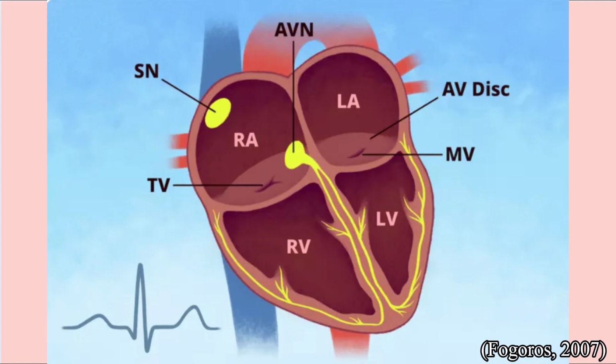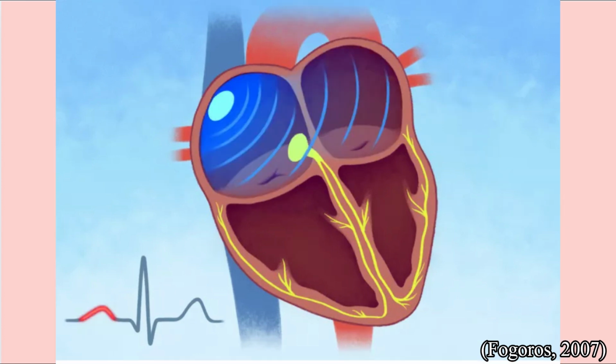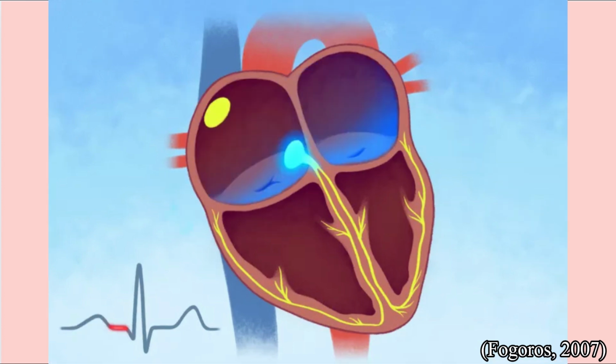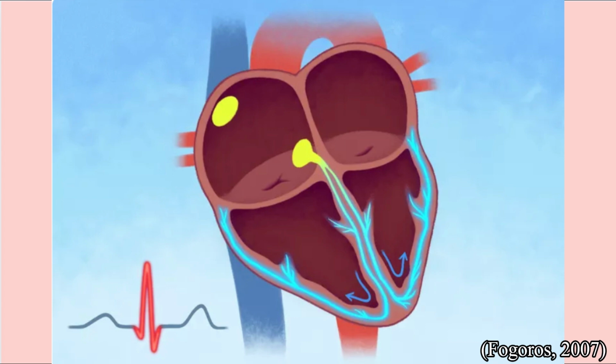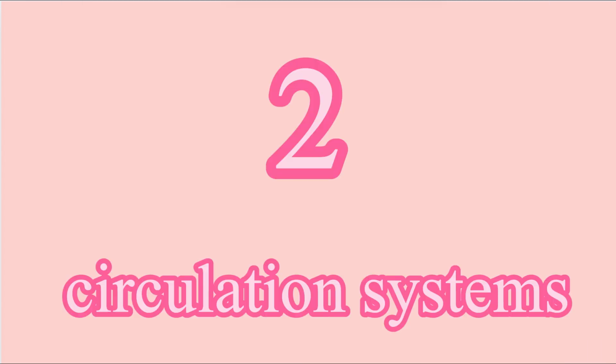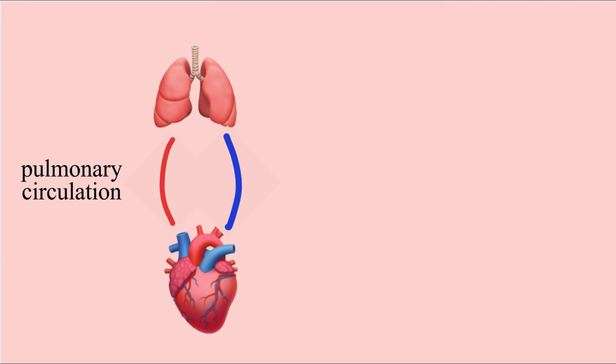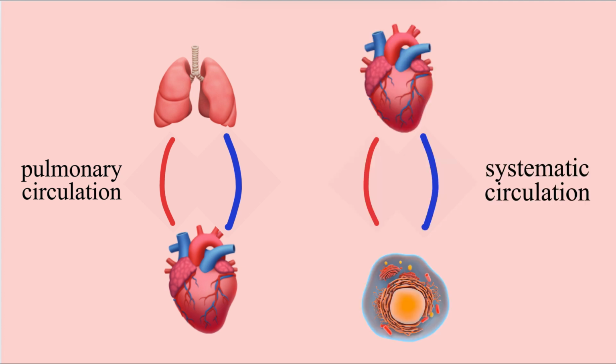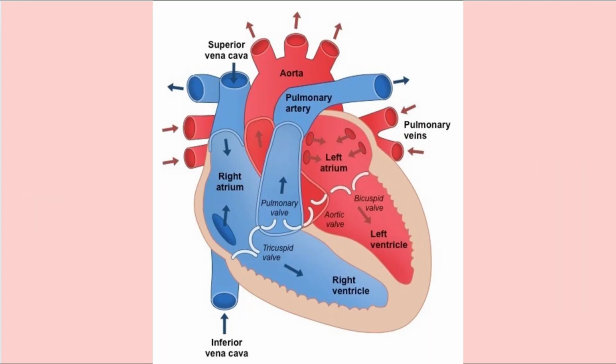This beating is controlled by electrical signals inside the heart that trigger the contraction and relaxation of heart muscles. There are two circulation systems in our body: pulmonary circulation and systemic circulation. Pulmonary circulation consists of the right ventricle, pulmonary artery, pulmonary vein, and left atrium. Systemic circulation consists of the left ventricle, aorta, vena cava, and right atrium.